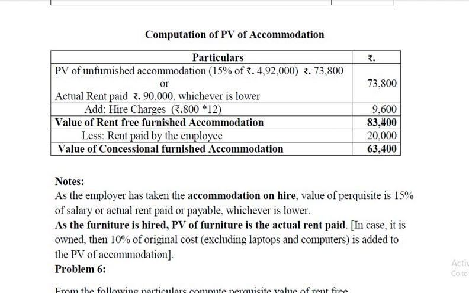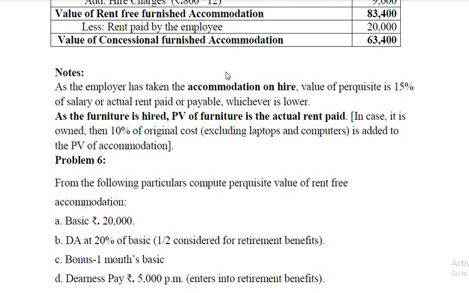If nothing is recovered from the employee, the perquisite value would have been 83,400. But here some rent is collected from the employee, that is 20,000. Therefore, the accommodation is not rent-free, it is concessional but furnished. So it is 63,400. Look at the note. As the employer has taken the accommodation on hire, value of perquisite is 15% of salary or actual rent paid or payable, whichever is lower. As the furniture is hired, perquisite value is the actual rent paid.